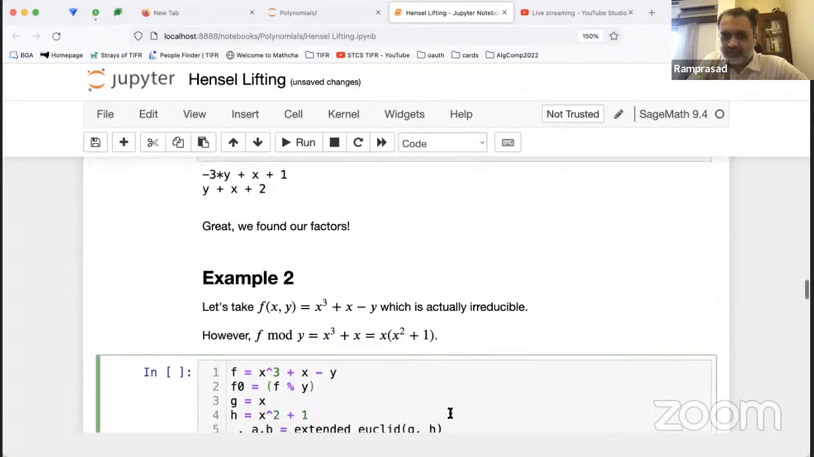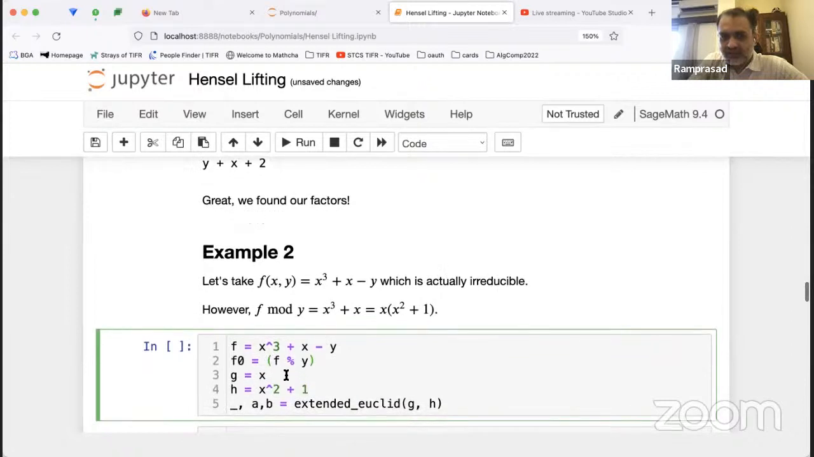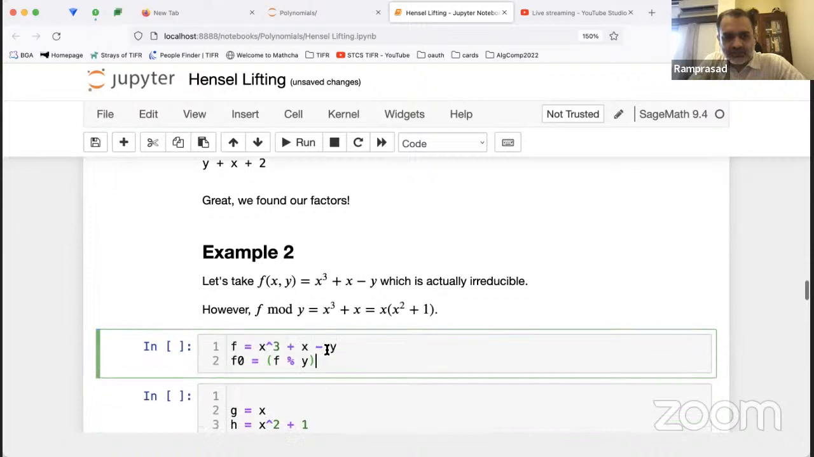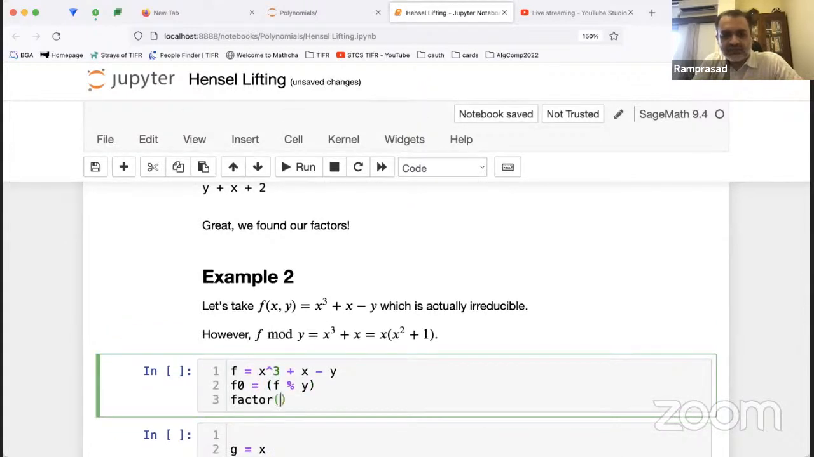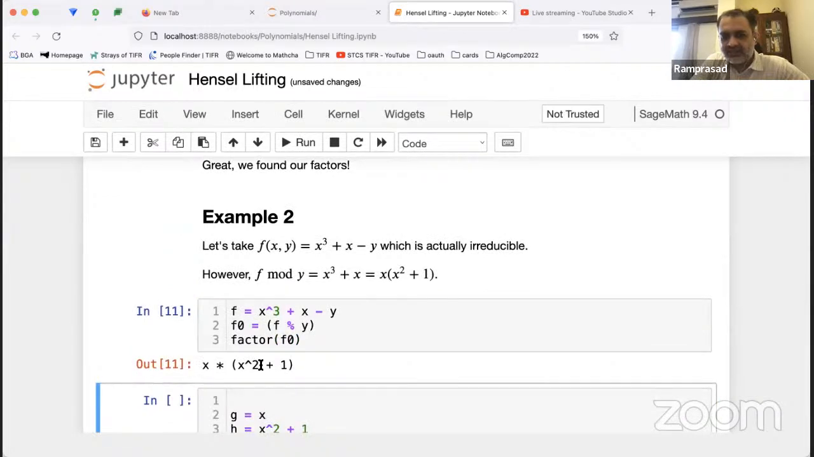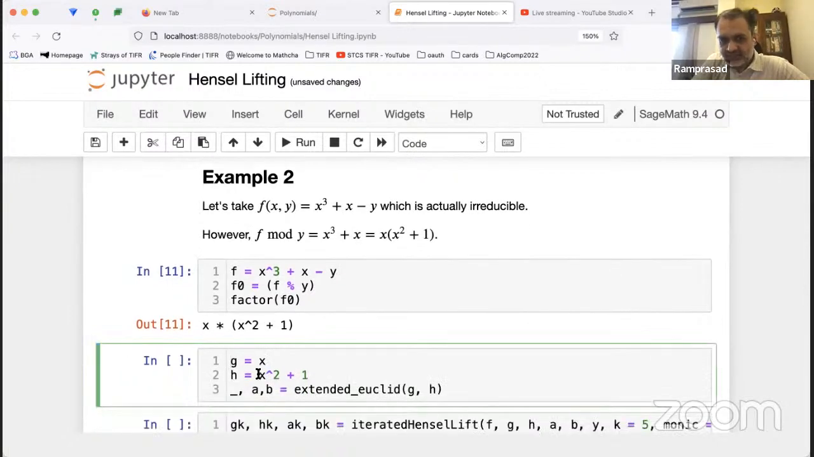So what is f naught, I mean, f mod y? Maybe I should have written it into two things. I'm going to put this here. If I factor f naught, I actually get x times x squared plus 1, which is again not surprising, because if I go mod y, I basically end up with x cubed plus x, which we know factorizes as x times x squared plus 1. So let's take g to be equal to x and h to be equal to x squared plus 1.